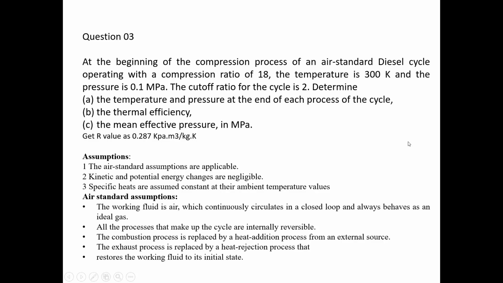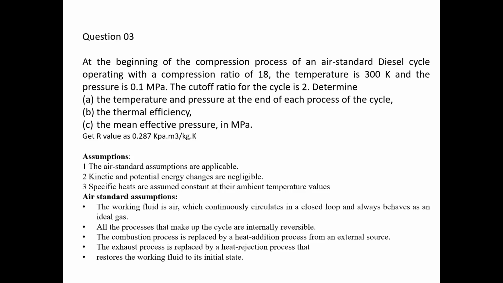Right, let's work on this example. At the beginning of the compression process of an air standard diesel cycle operating with a compression ratio of 18, that means r equal to 18, the temperature is 300 K and the pressure is 0.1 megapascal. That means the beginning of the compression cycle. The cutoff ratio, rc, equal to 2.